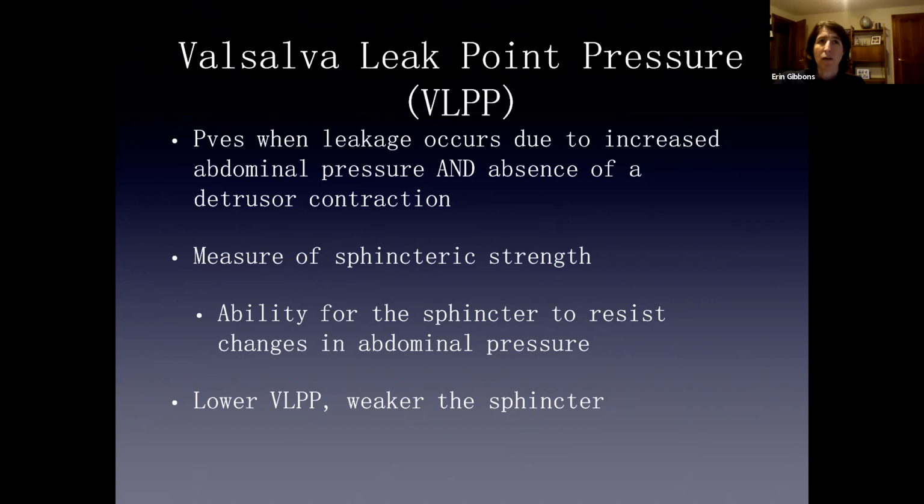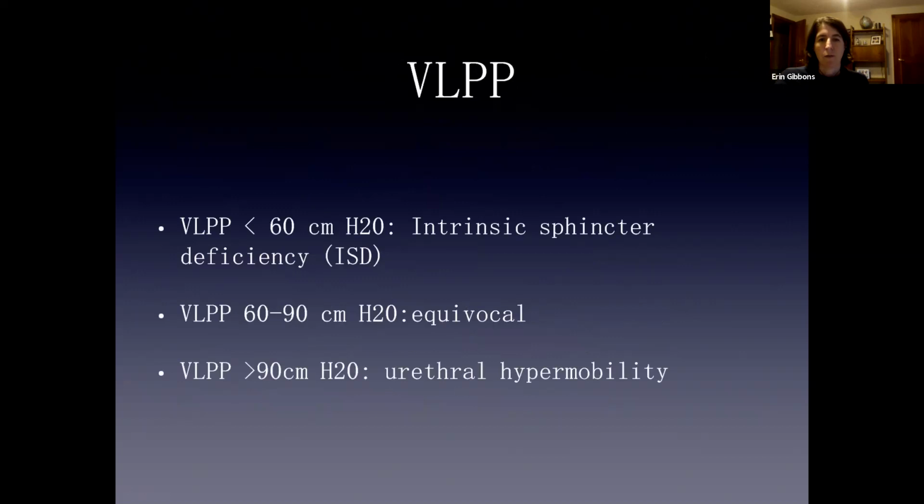And that comes into play when you're talking about stress incontinence in women and things like intrinsic sphincter deficiency versus urethral hypermobility, which I'll talk about a little bit in a second. The Valsalva leak point pressure, some people also call the abdominal leak point pressure. It's the same thing. So a low leak point pressure, less than 60, suggests intrinsic sphincter deficiency. What we most commonly see with urethral hypermobility in women with stress incontinence, considering a surgery such as a mid-urethral sling, is usually a much higher leak point pressure, greater than 90.